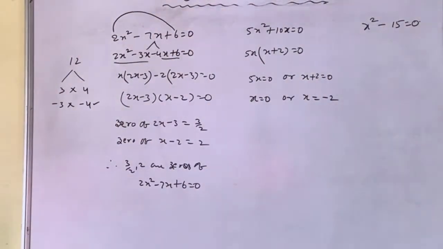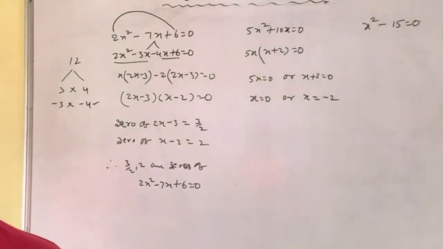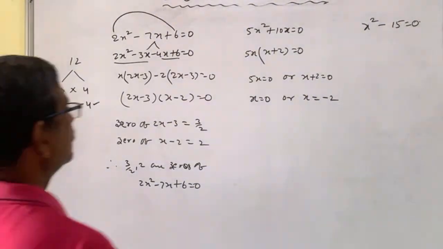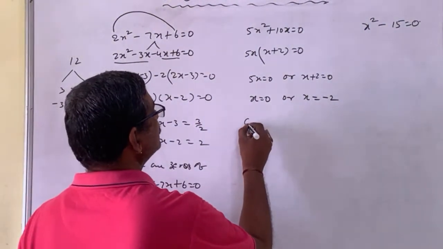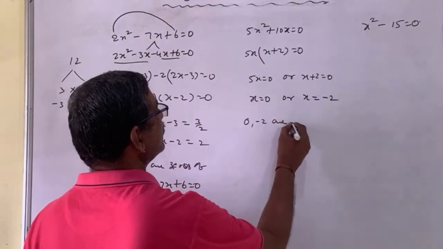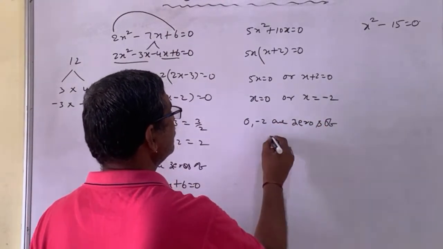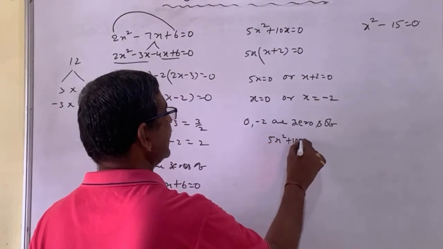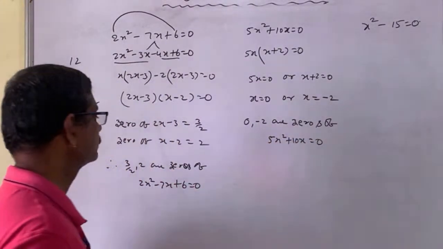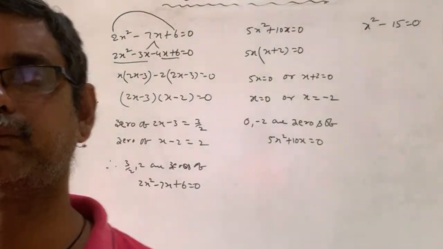If x plus 2 is 0, then x is minus 2. So that means 0 comma minus 2 are zeros of 5x square plus 10x is equal to 0. Okay?